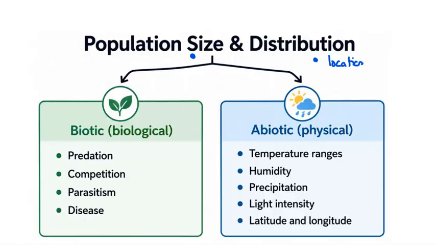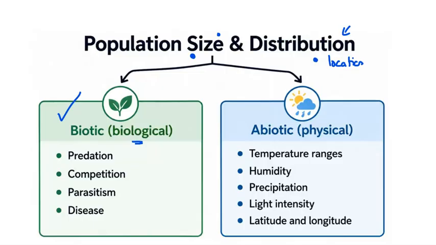So what is the distribution of grizzly bears? Or what is the distribution of brown bears or black bears in comparison? And it turns out that when we ask questions about the size of a population and where that population is located, there are two sets of factors which determine that. There are the biotic ones, or the biological ones.